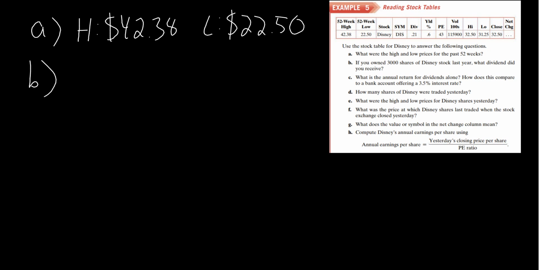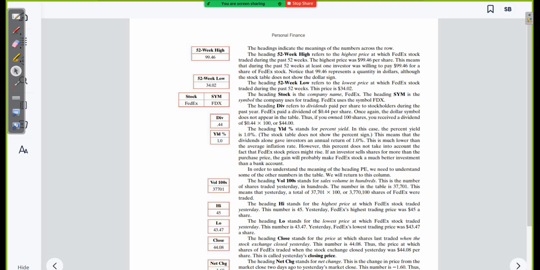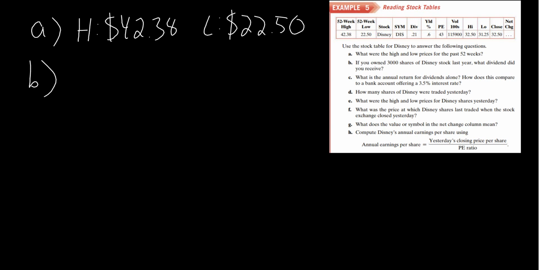B. If you owned 3,000 shares of Disney stock last year, what dividend did you receive? So real quick, let's actually go to dividend, because I think that's something that we can cover. Here we go. Looking right here, the heading div refers to dividends paid per share to stockholders during the past year. So going back to our problem, the dividend is 0.21.